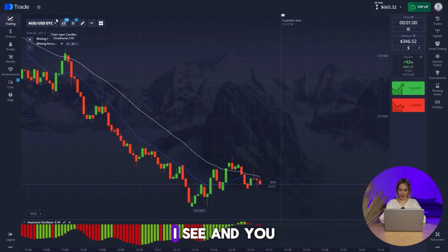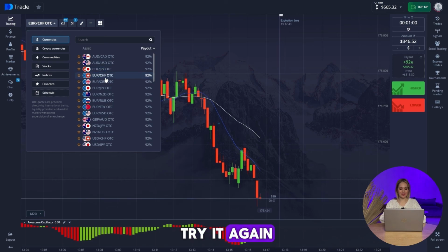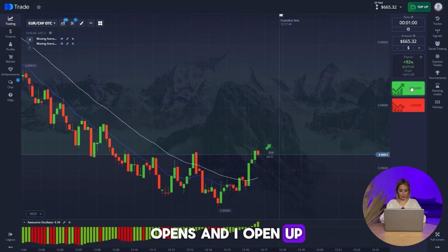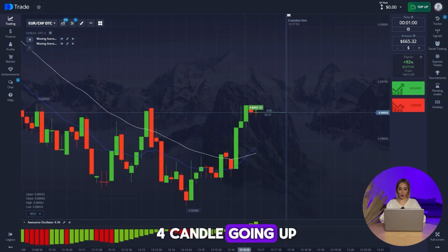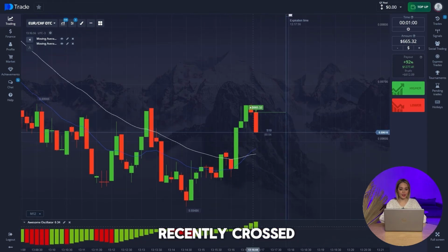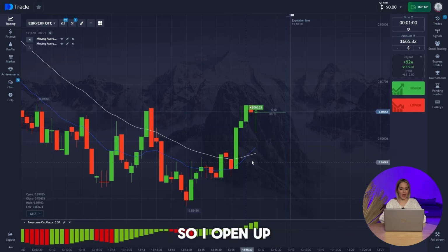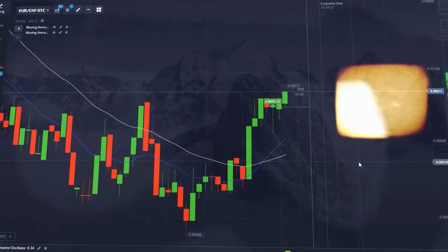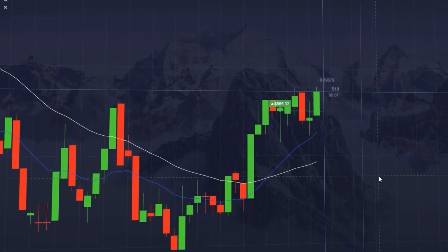And yes, I see a new trade again. Now, a new candle opens and I open up. We only have 4 candles going up and the 2 lines recently crossed. So, I open up and let's wait for it to close. Once again, we see a replenishment of our balance. Let's continue to look for the trades that will be interesting to us.